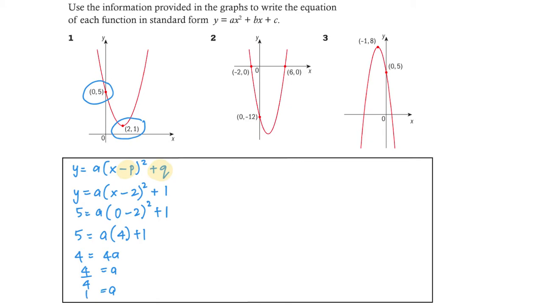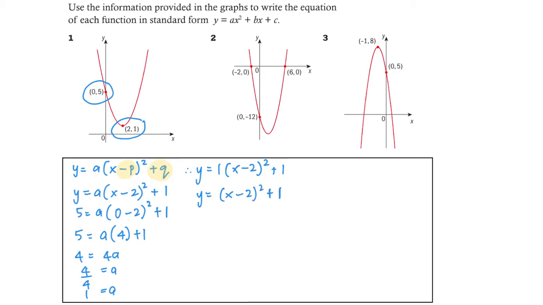Okay, so now we have the a and p and q, so we have a full equation now. The equation is y equals 1(x minus 2) squared plus 1. As p and q is a minimum point for this question, and because a is 1, we don't write that. So this will be (x minus 2) squared plus 1.